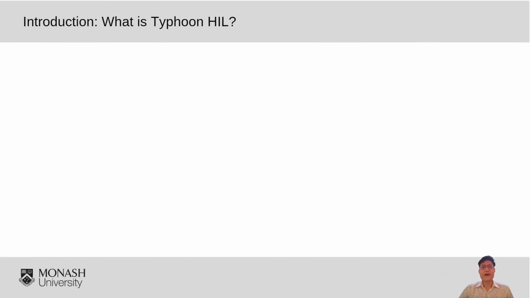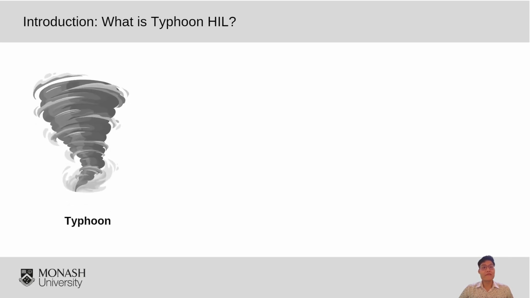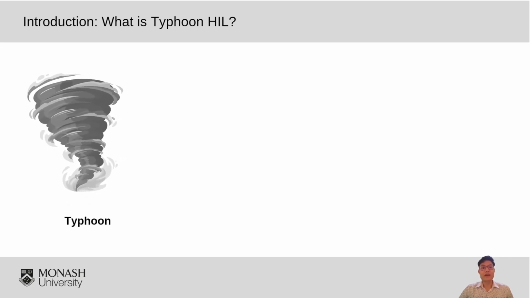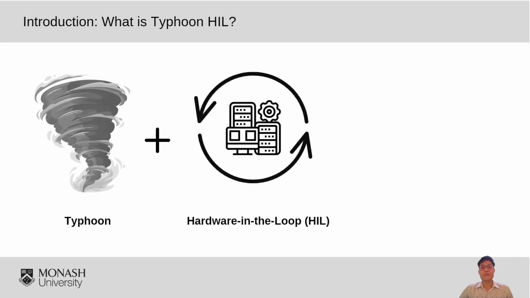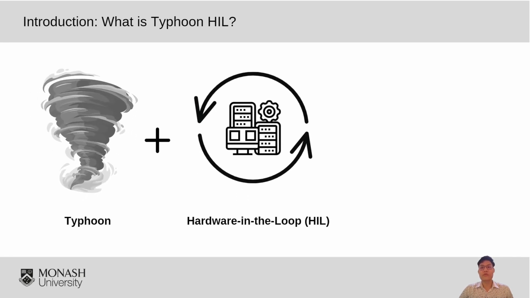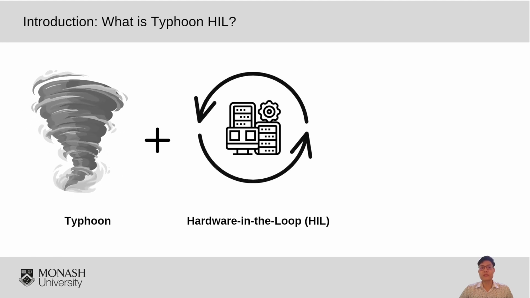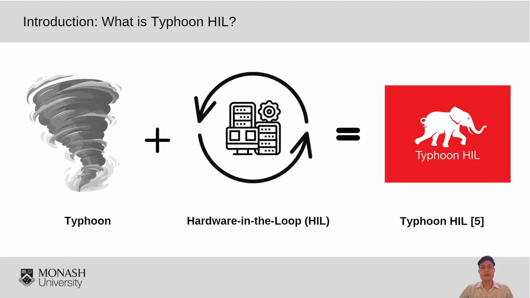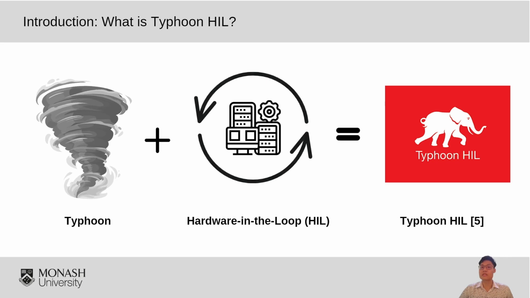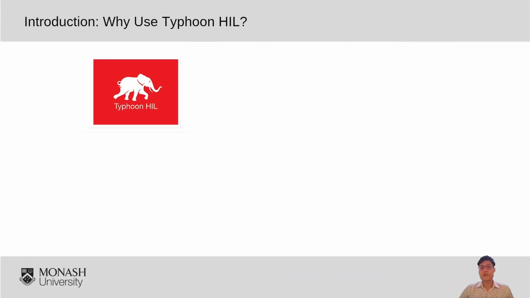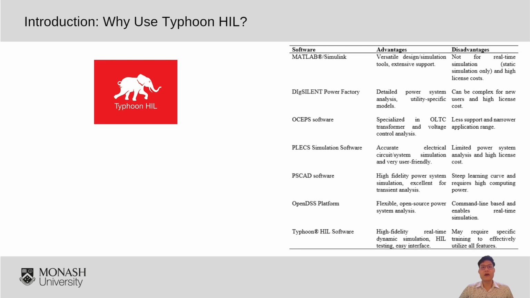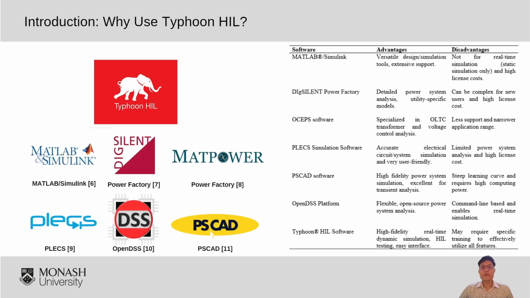Now, you might be wondering, what exactly is Typhoon Hill? It combines two key ideas. Typhoon, representing power and dynamic, and Hill, which stands for hardware in the loop. This lets us test virtual versions of equipment like transformers on the computer instead of real hardware. And together, Typhoon Hill gives us a real-time platform to simulate OLTCs. This real-time capability is what sets Typhoon Hill apart from other software. Unlike many of these other software options, Typhoon Hill lets us see the system operate live. This makes Typhoon Hill the perfect tool for this project.